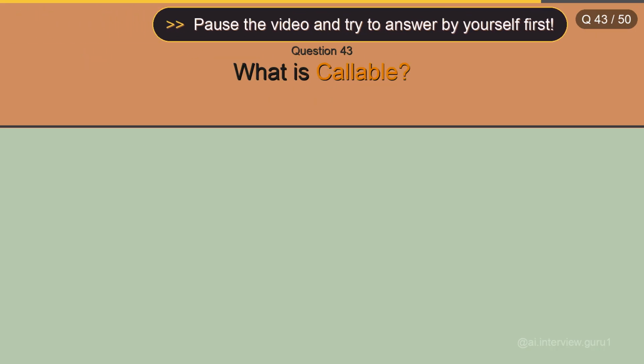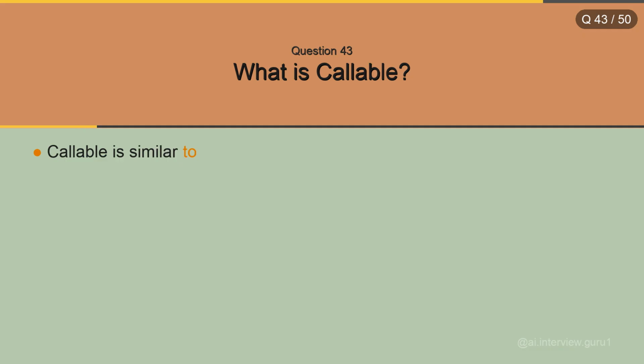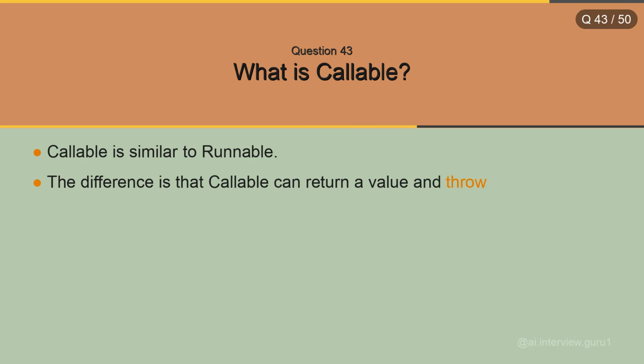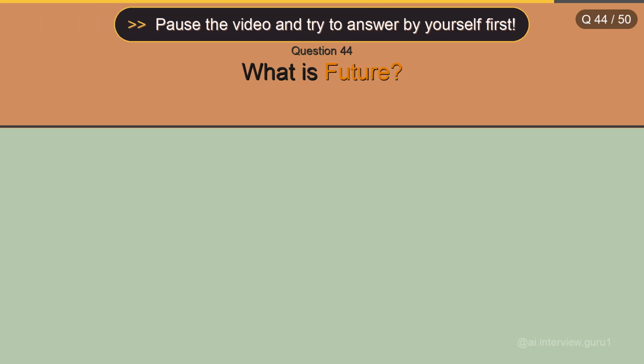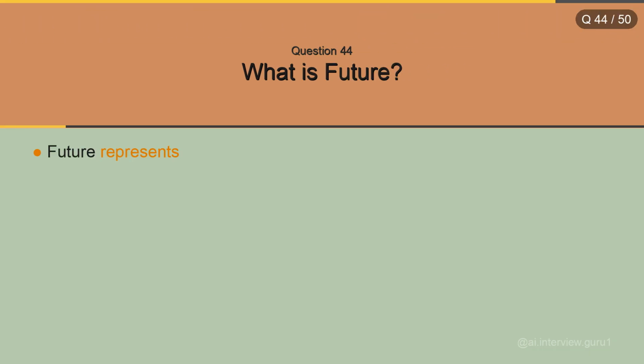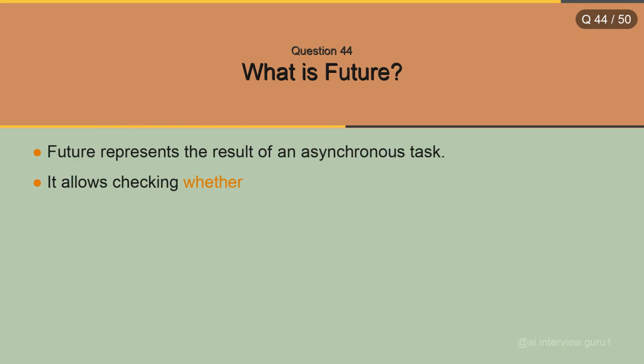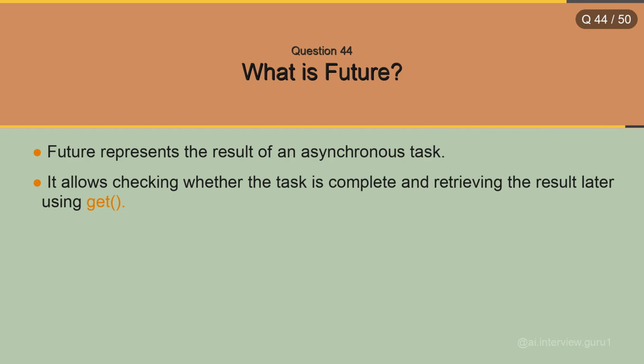What is Callable? Callable is similar to Runnable. The difference is that Callable can return a value and throw checked exceptions. Runnable cannot. What is Future? Future represents the result of an asynchronous task. It allows checking whether the task is complete and retrieving the result later using get.